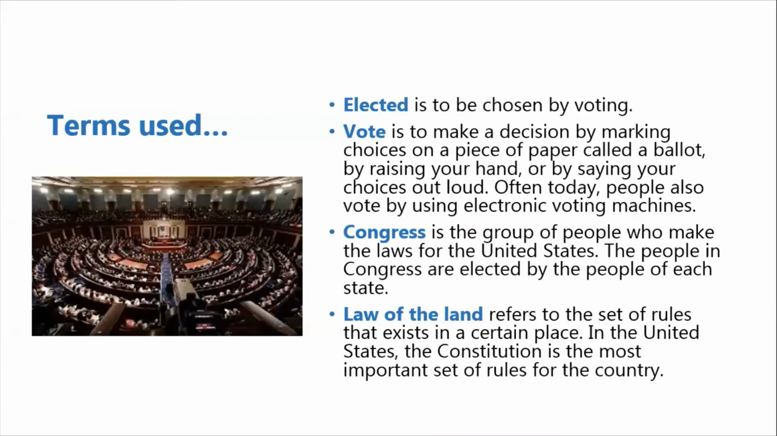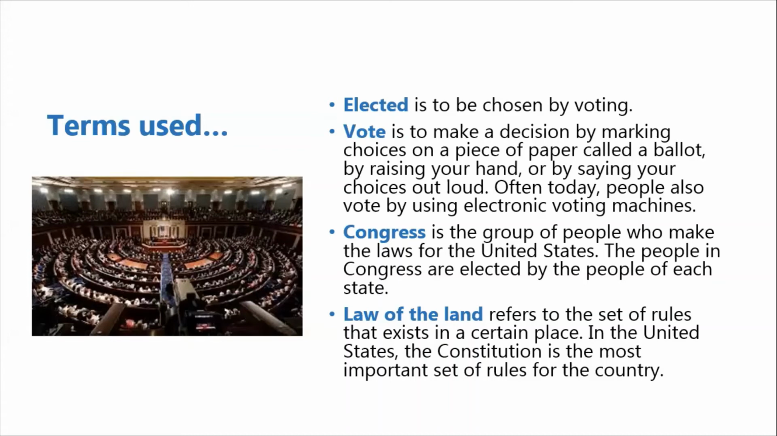Terms used. Elected is to be chosen by voting. Vote is to make a decision by marking choices on a piece of paper, called a ballot, by raising your hand, or by saying your choices out loud. Often today, people also vote by using electronic voting machines.